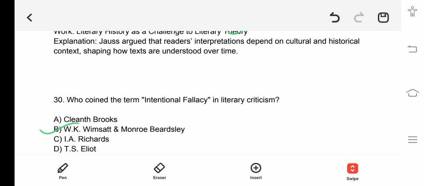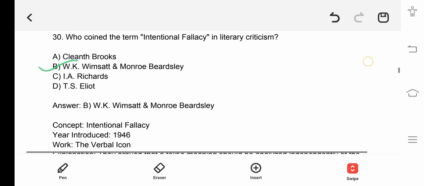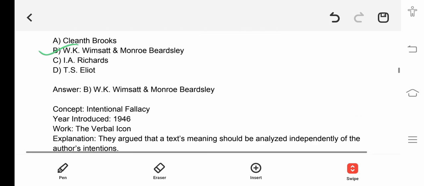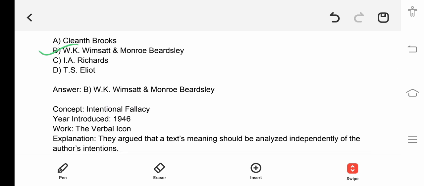Now let's see the next question. What was the term intentional fallacy? So this concept was introduced in the year 1946 in the work The Verbal Icon. In this concept, the writers argued that a text's meaning should be analyzed independently of the author's intentions. That means whatever intentions the writer has, they put in their text. So that should be analyzed independently because it is based on the author's intentions.